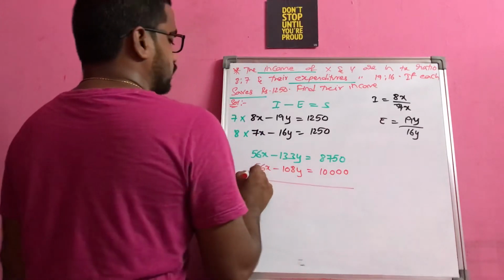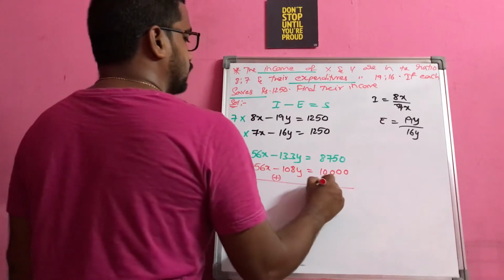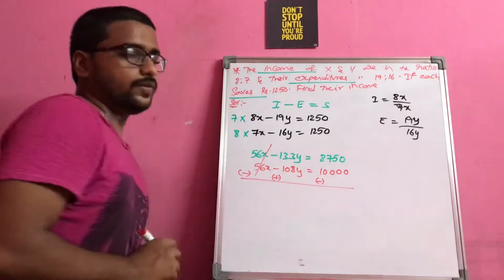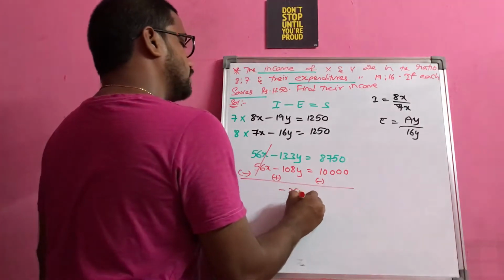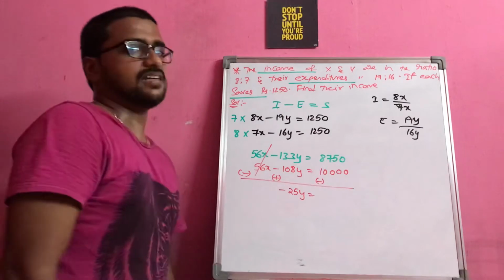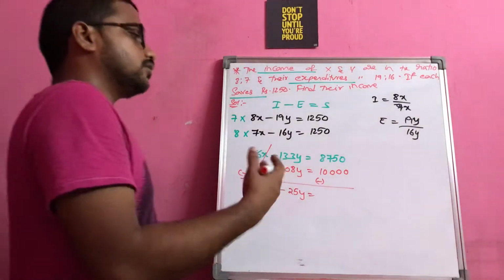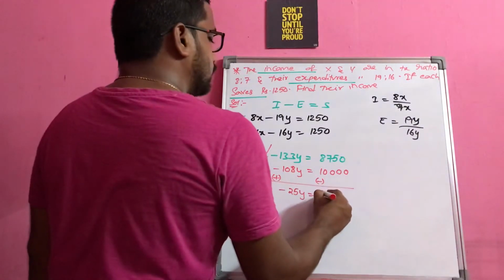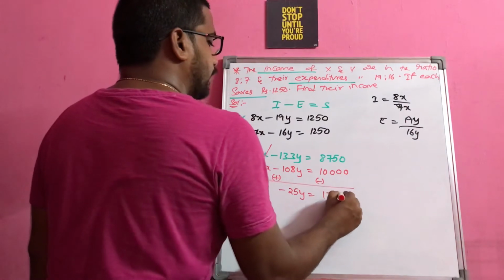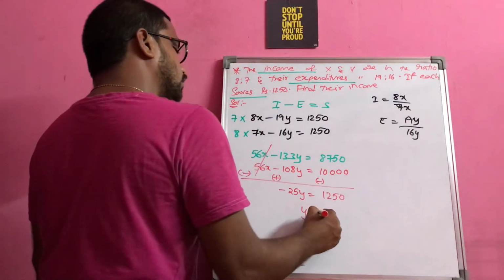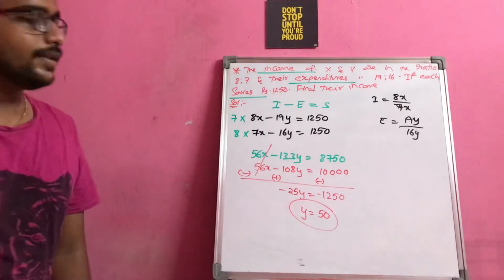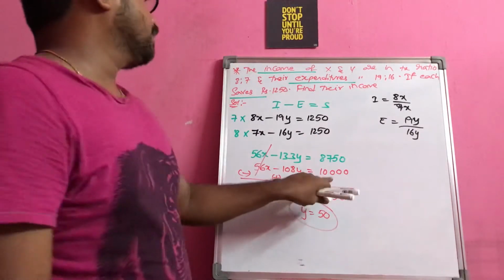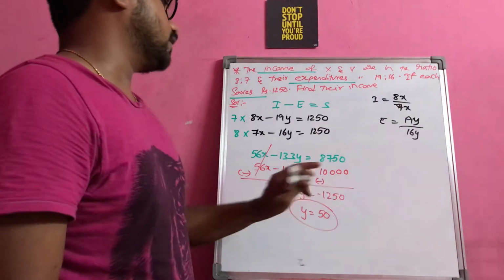So do the subtraction here. These two will get cancelled, and this is nothing but minus 25y is equal to 8750 minus 10,000, which is minus 1250. So y is equal to 50.